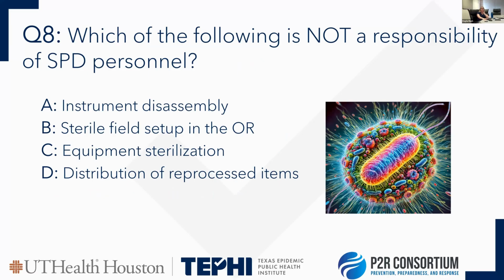Question 8, which of the following is not a responsibility of SPD personnel? Is it A, instrument disassembly, B, sterile field setup in OR, C, equipment sterilization, D, distribution of reprocessed items? Yes. The correct answer is B. Sterile field setup should specifically be done by the circulators and the OR team on how to set things up.